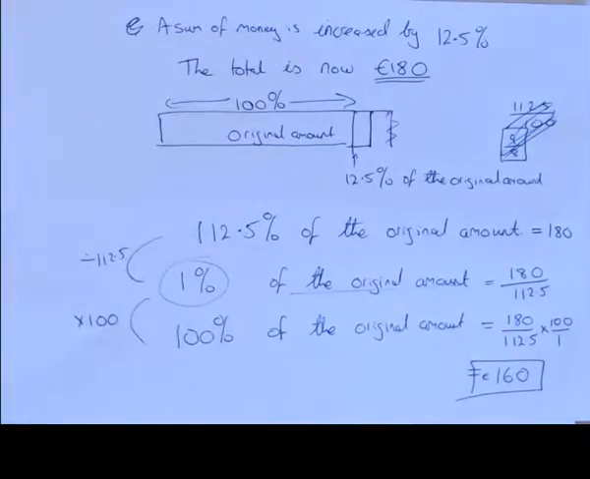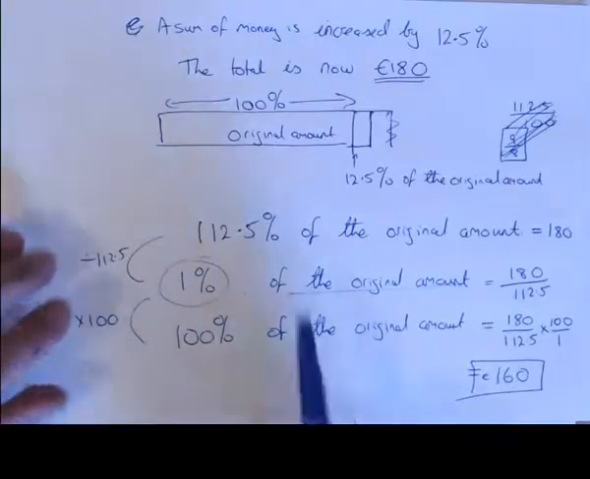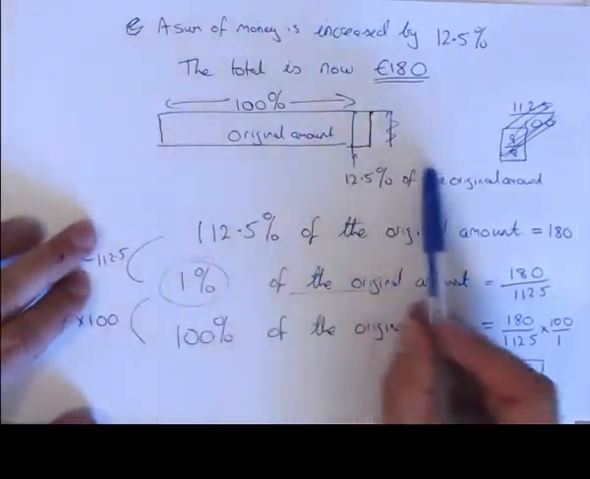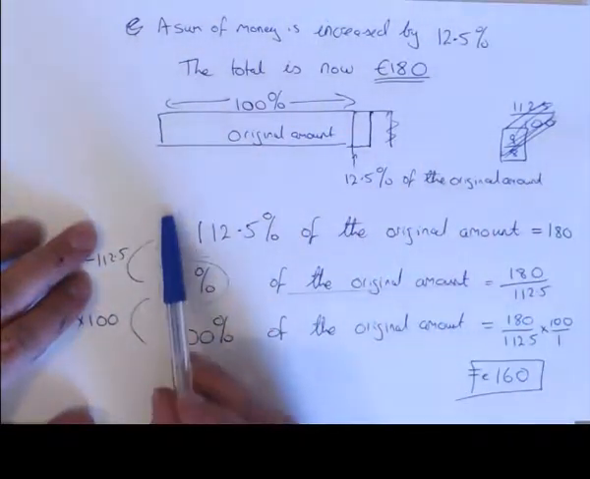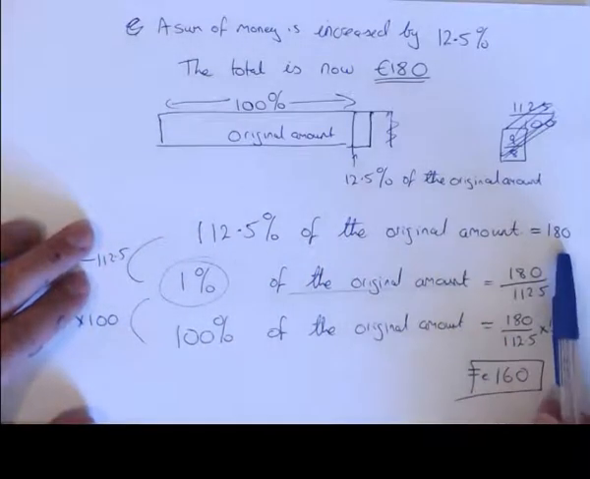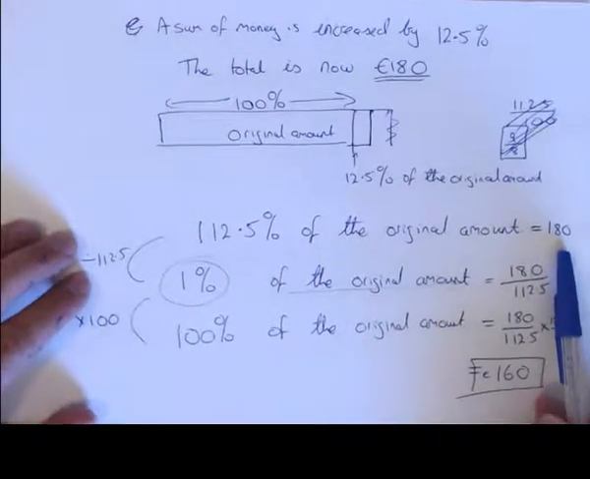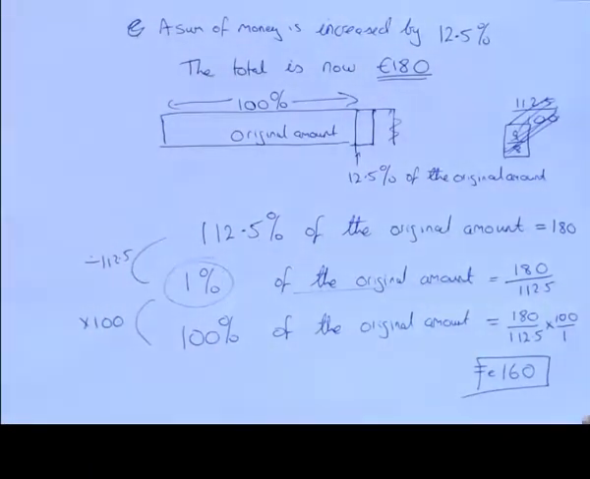So hello and welcome to the Maths Guide, and we're going to be looking today at reversing getting a percentage of something. Now this is something that we did at the start of the week. We saw that when we had a sum of money and it was increased by 12.5%, we had the original amount, we added on 12.5% so that we had 112.5% of the original amount, which in this particular question we said was 180.